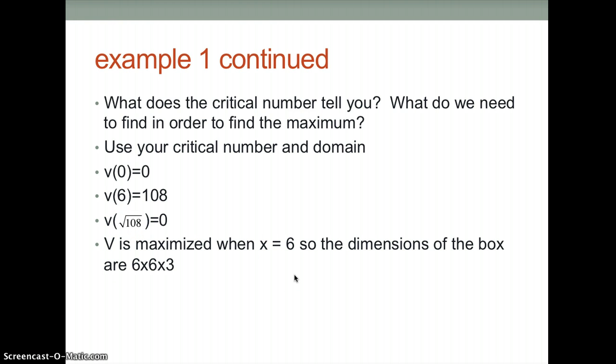If x equals 6, then h has to be 3. How do I know that? Well, I'm plugging back into the surface area equation. So 6 times 6 is 36 plus 24h, so it's x squared plus 4xh equals 108. So when I solve that, I get h equals 3. So that's where that comes from. So you plug it back in and you solve for h.